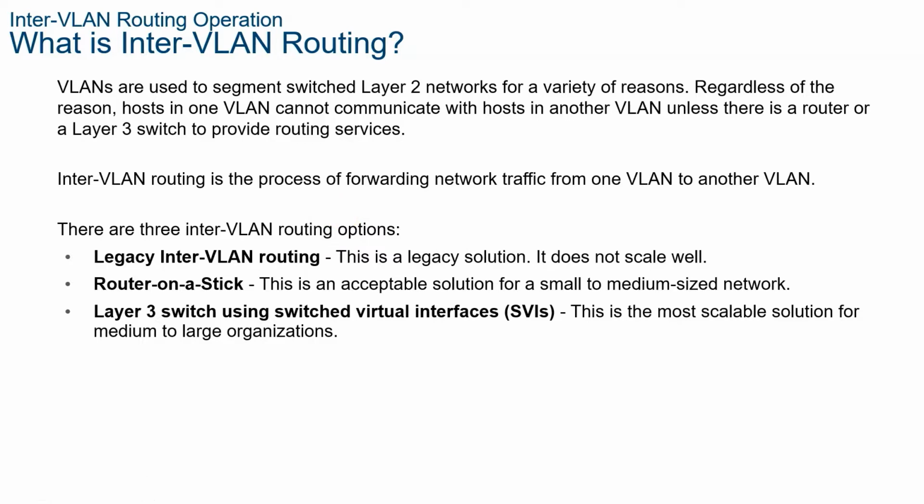So there are 3 inter-VLAN routing options. These are legacy inter-VLAN routing, router on a stick, and a layer 3 switch using switched virtual interfaces or SVIs. Legacy inter-VLAN routing is a legacy solution and it does not scale well. Router on a stick is an acceptable solution for a small to medium-sized network. And the layer 3 switch using SVIs is the most scalable solution for medium to large organizations.